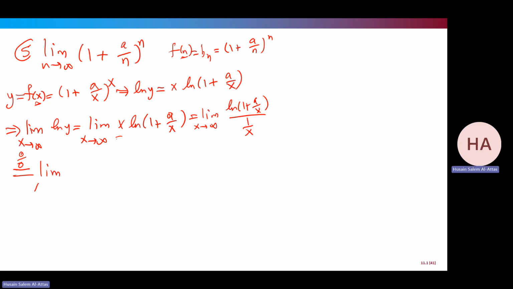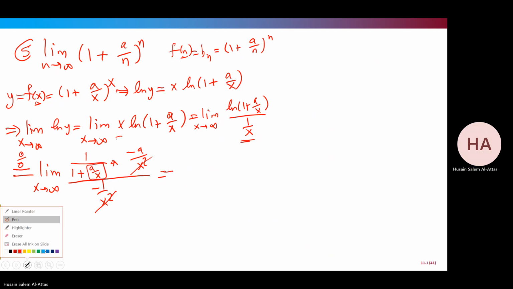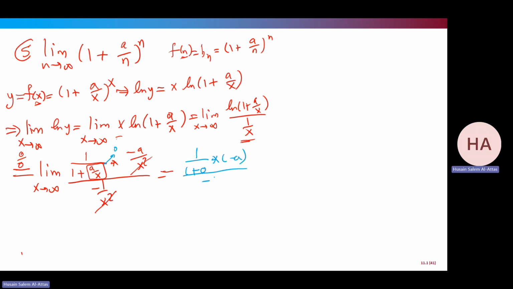Limit as x goes to infinity of what? I have 1 over 1 plus a over x, times the derivative of the argument of ln, which is minus a over x squared, over the derivative of this, which is minus 1 over x squared. So these cancel. Now as x goes to infinity, this will go to 0. So I have 1 over 1 plus 0 times minus a over minus 1, and the answer is a.